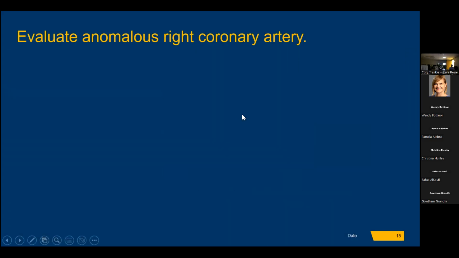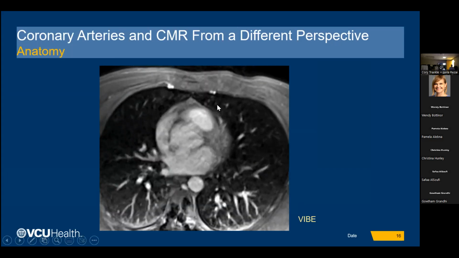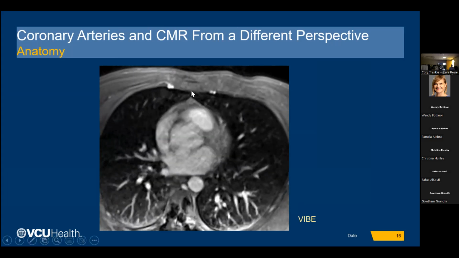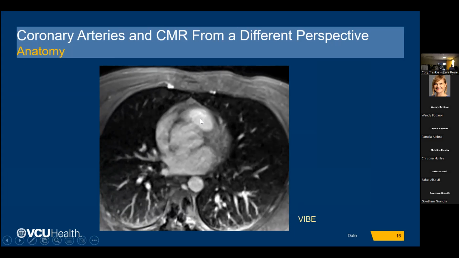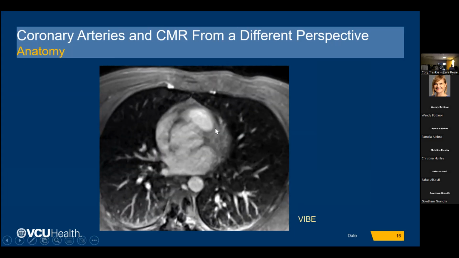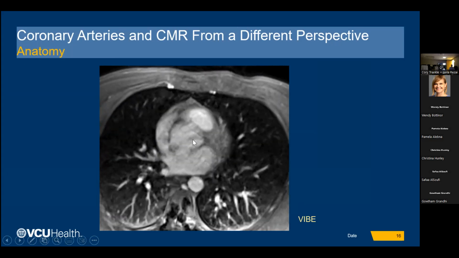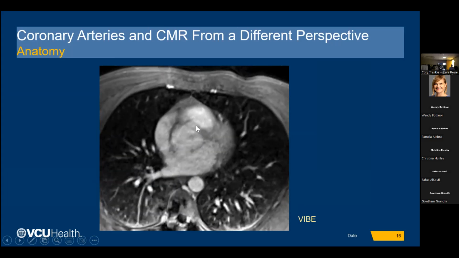Okay, so the first case is a patient who was referred for cardiac MRI to evaluate anomalous right coronary artery. What sequences may be helpful and which sequences may not be quite helpful? I have included a post-contrast T1-based VIBE sequence, axial from the chest. And if you look here, you barely can see the origin of the right coronary artery.